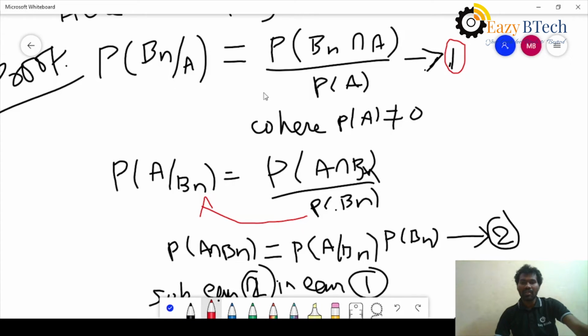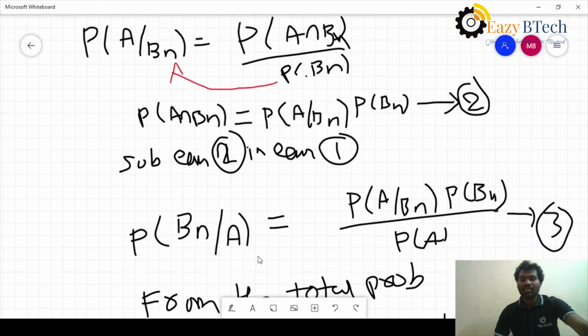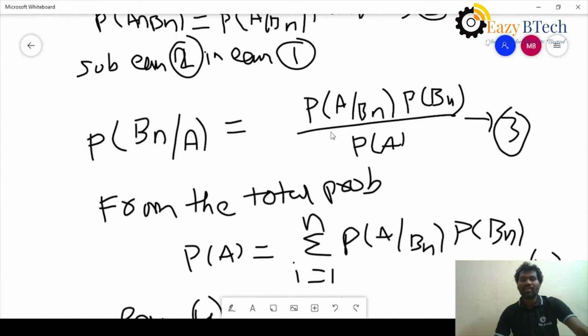So if you substitute here, see here, it is P of A intersection Bn, but here it is P of Bn intersection A. So both are the same. Whatever may be, P of A intersection B and P of B intersection A are always the same. So that's why I can directly replace this Bn intersection A with P of A given Bn into P of Bn. So P of Bn given A is equal to P of A given Bn into P of Bn divided by P of A.